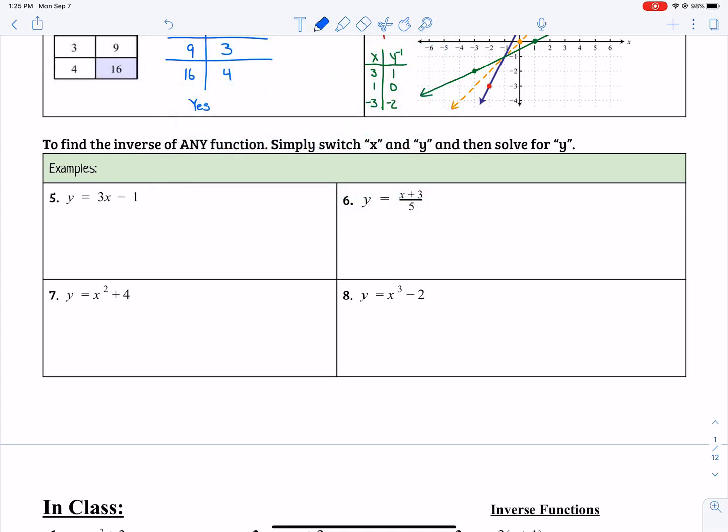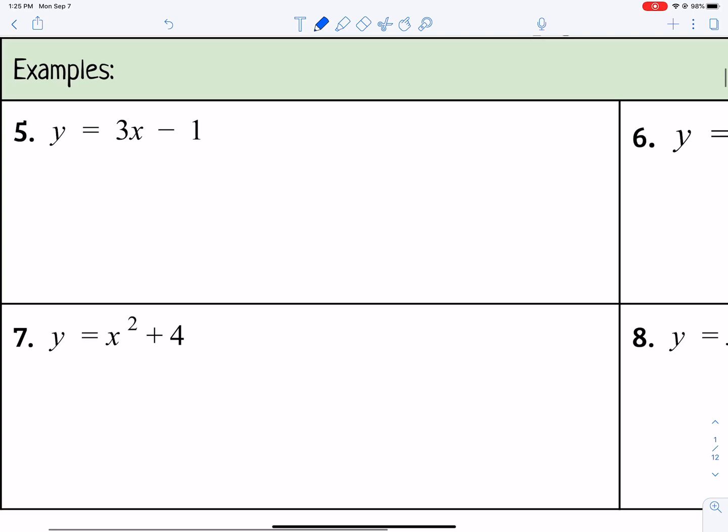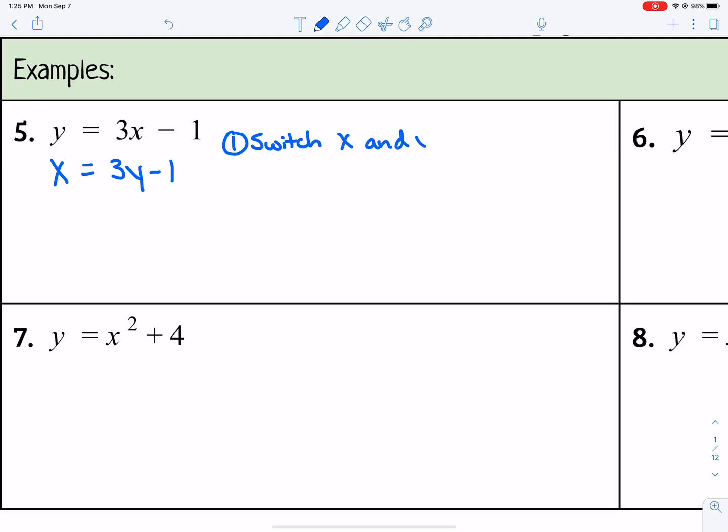So two main things we need to do. And let's highlight those. So we're going to simply switch x and y and then solve for y. There's just those two steps. So in example number 5, I'm literally going to switch x and y, but leave everything else like it looks. Nothing else moves. It's like x and y just traded places. So number 1, switch your x and y. Step 2 is to solve for y.